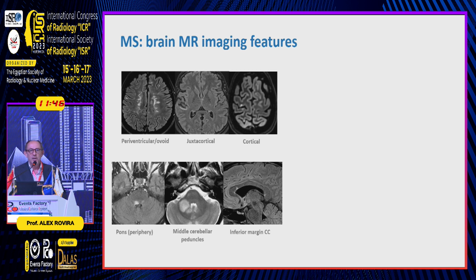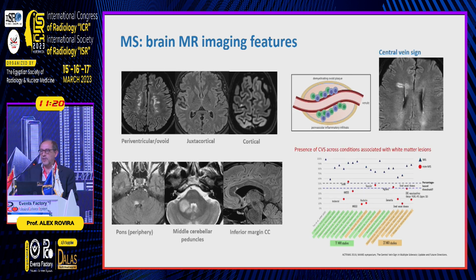We are all familiar with the typical patterns that characterize MS, multiple sclerosis: small lesions, mainly involving the periventricular, juxtacortical, and intracortical regions, and also the pattern involving the corpus callosum and the brainstem, particularly the outer margin of the pons. But there is one additional emerging finding that is very helpful in making a correct differential diagnosis, particularly in difficult cases in which either from a clinical point of view or radiological point of view we have doubts about the diagnosis. And this is the central vein sign.